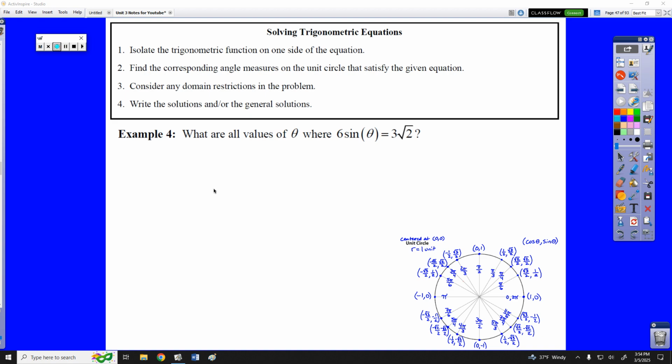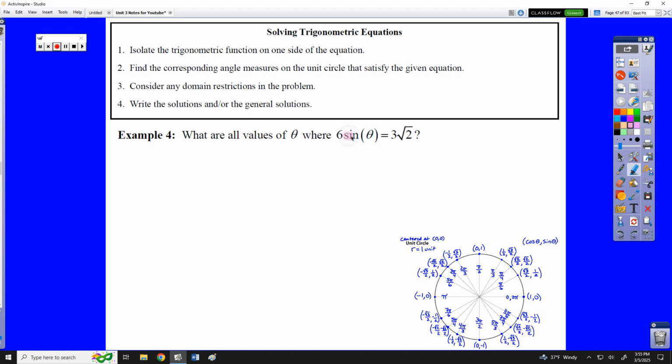So, in this particular equation, we have 6 times the sine of theta equals 3 root 2. It's asking us to find all values of theta that satisfy that equation. So we have to go into the equation and we have to say, well, here is the trig function sine of theta. I need to get that by itself.